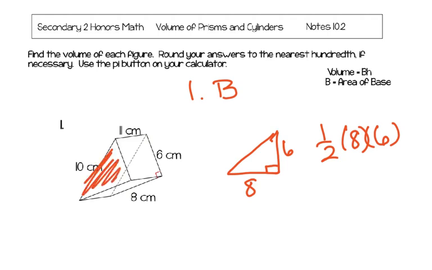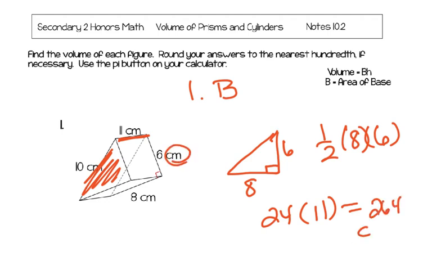And then for the volume, I look at how high I stack it. So I'm going to stack it 11 centimeters. So I'm going to take 24 times 11. And when I multiply that together, that's how I'm going to get my volume. So my volume for that is going to be 264. Because we're talking about centimeters, it's going to be centimeters cubed.